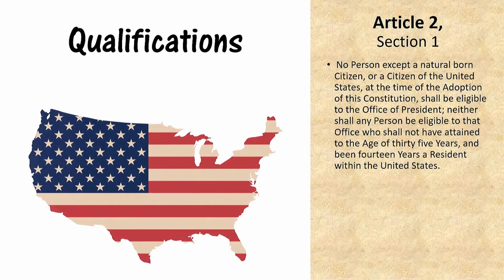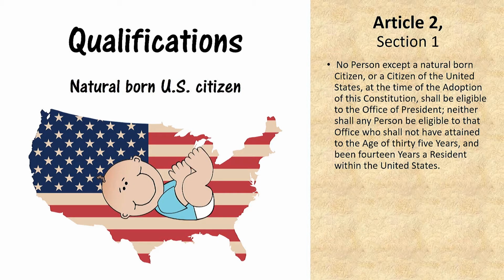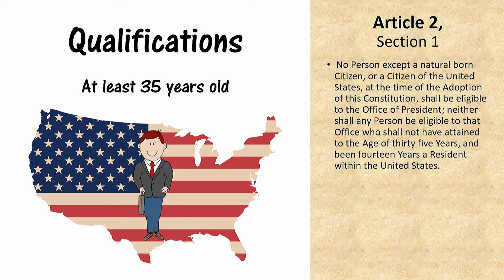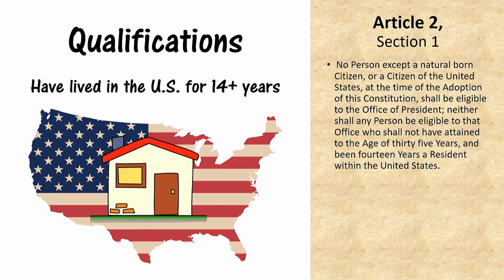According to Article 2, there are 3 qualifications to become president. A president must be a natural-born U.S. citizen, and the 14th Amendment says that someone born in the U.S. is a citizen. A president must also be at least 35 years old and have lived in the U.S. for 14 or more years.